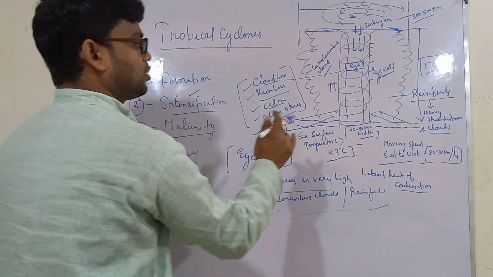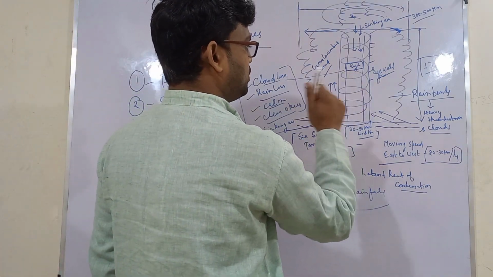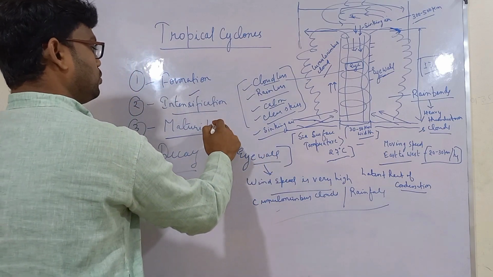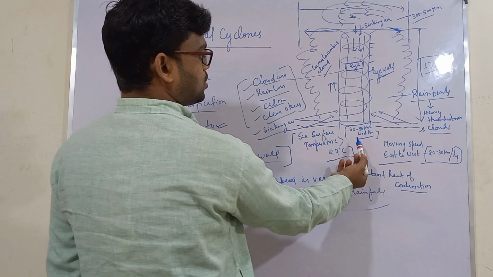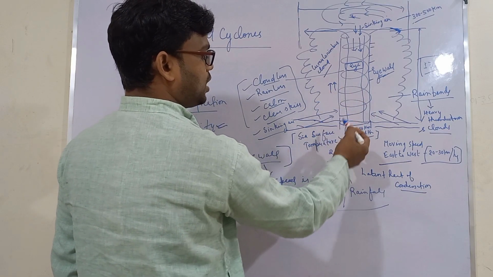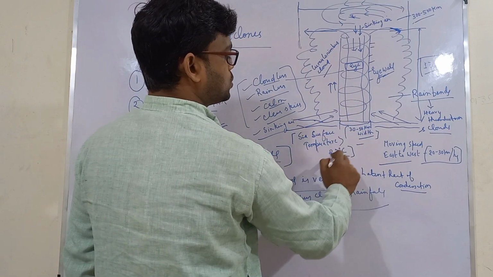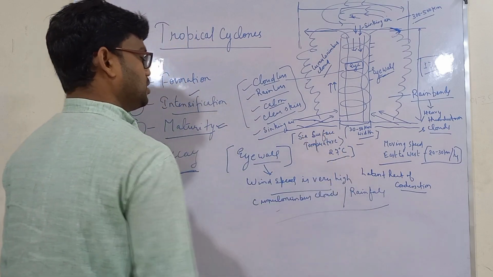Maturity means when the cyclone has reached its maximum speed and maximum movement. Then that is known as the maturity stage. And decay: we know that the source of energy for these cyclones is the sea surface temperature, or the warm ocean surface temperature, which is 27 degrees centigrade.